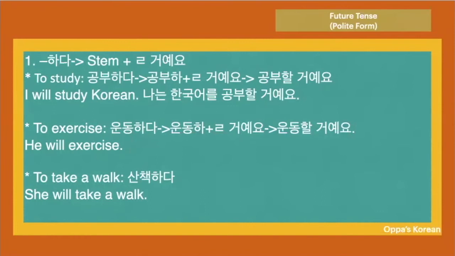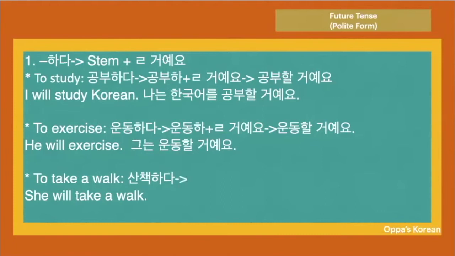So in a sentence, he will exercise. He is 그. The subject marker 는, 그는. Will exercise, 운동할 거예요. Next example.